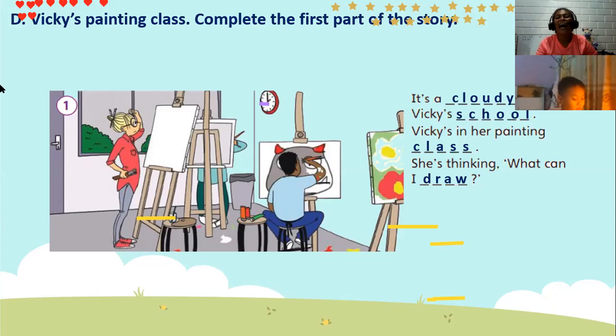Wow, that's fine. Okay, so now can you read this? Did you write your stars and hearts? Yeah. Okay, I will show you the heart later. Okay, can you read this one? It's a cloudy day at Vicky's school. Vicky's in her painting class. She's thinking, what can I draw? Okay, very good. Okay, look at here. How many stars do you have? I have 41. Okay.